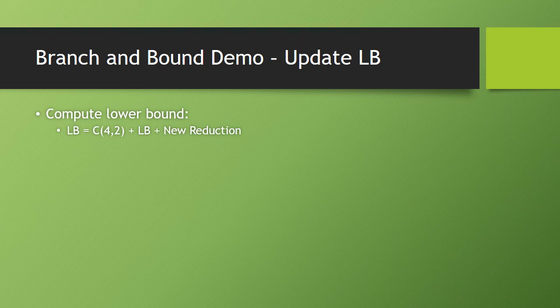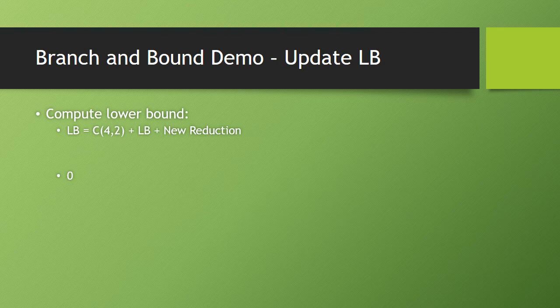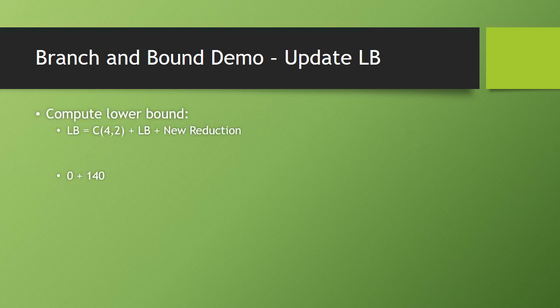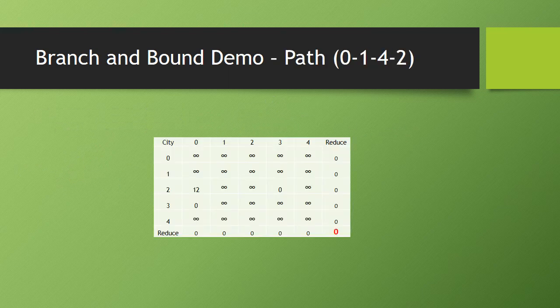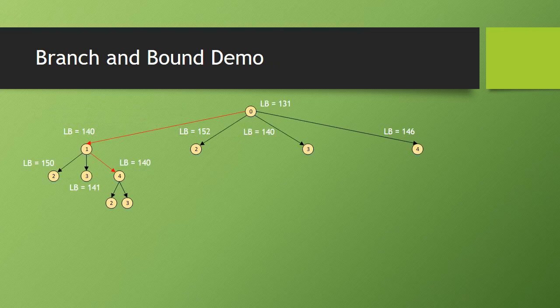So now we want to look at the cost of going from city 4 to city 2, and that's 0. And then we'll add our lower bound, which was 140, and then our new reduction, which is 0. And that gives us a total of 140. So we'll jot this down under city 2, and we will investigate city 3.